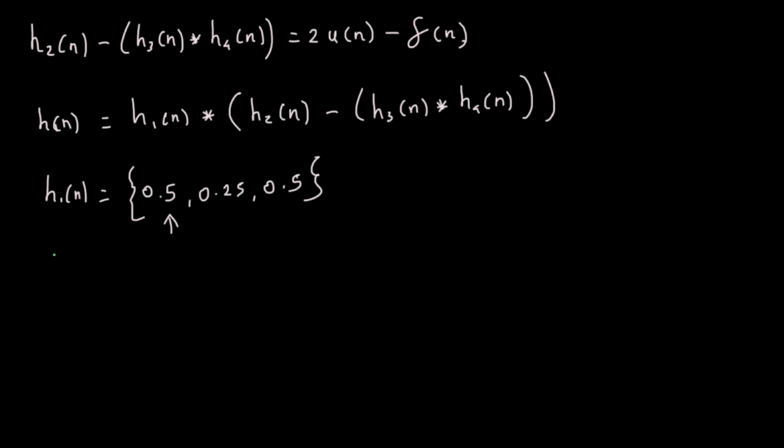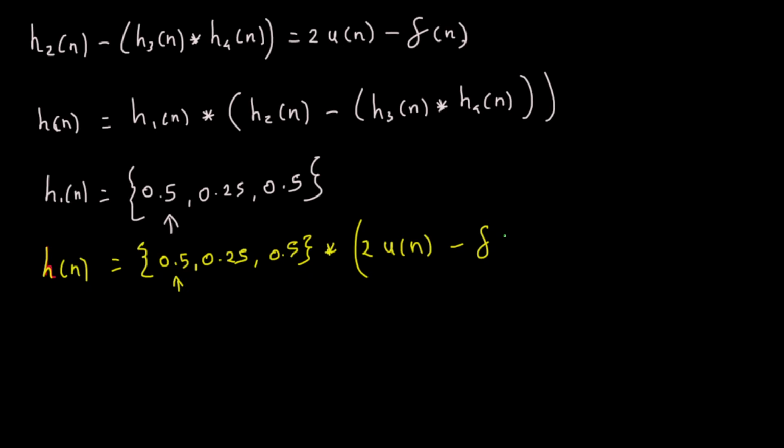So the expression after we put this will be like this: h of n is equal to 0.5, 0.25, 0.5, that is convolved with 2 u of n minus delta of n. Okay, so when we do the convolution, it's like we just multiply each time. So 2 times u of n times 0.5, that's going to multiply 2 by a half. That's going to be just u of n.